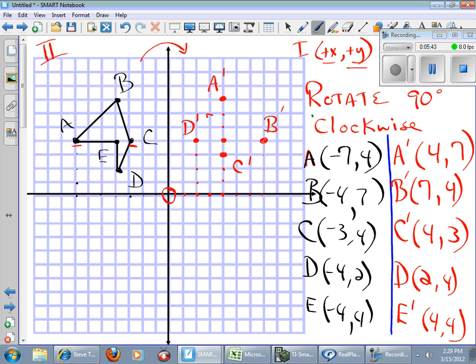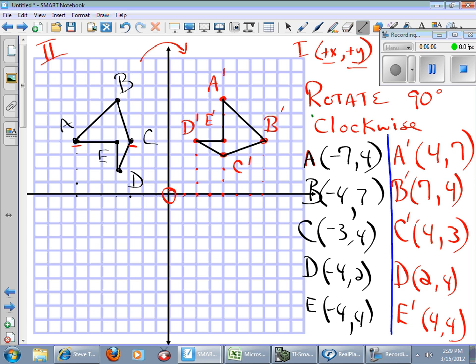And so there's E prime right there. Now, somebody say, I don't know how this shape's going to look like. Watch it, it'll draw itself. I'm going to go from A prime to B prime, B to C, C to D, D to E, and then back to A. And there you go. It turned 90 degrees. Yeah, isn't that simple?